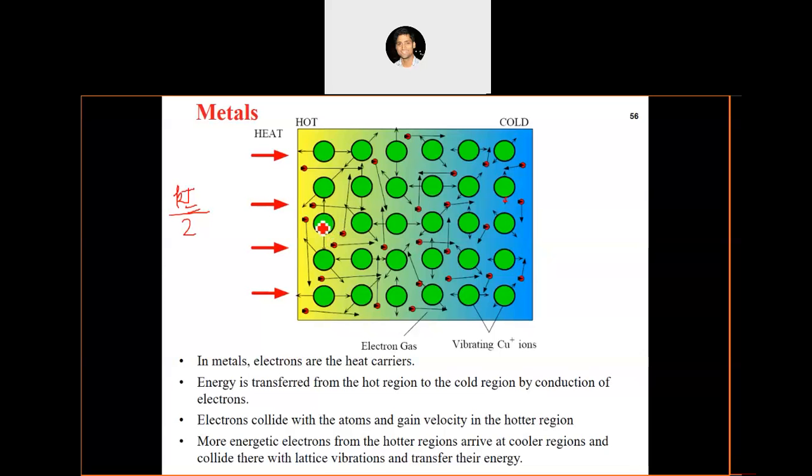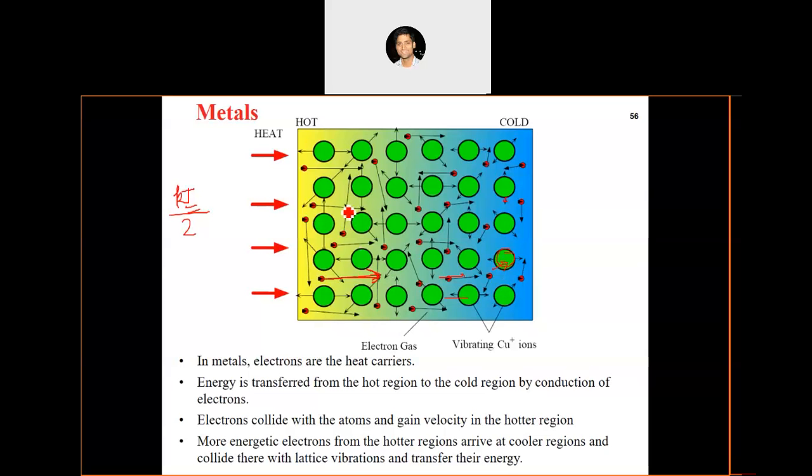There is more vibrational energy on the hotter side, and when these electrons are traveling, they collide with these atomic vibrations. Once they collide with the atomic vibrations, some of the energy of these vibrations gets transferred to the electrons. So electrons gain some energy, their kinetic energy increases, and because of that their velocity will also increase, right? And when these higher energy electrons travel to the colder side, they collide with these atoms which are vibrating slowly, and they transfer some of their energy to these atoms. That will increase their energy, and they will start vibrating with more amplitude.